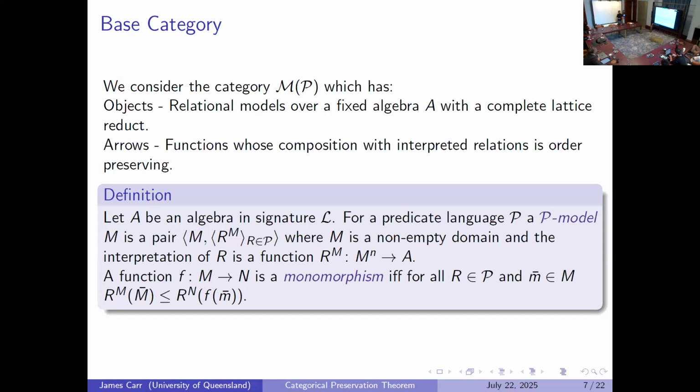The second part of this is what are the arrows in the category? And in this case, we're interested in what I'm calling monomorphisms. Not the best name, given that monomorphism has a meaning from category theory terms, but alas, I haven't come up with a better one yet.